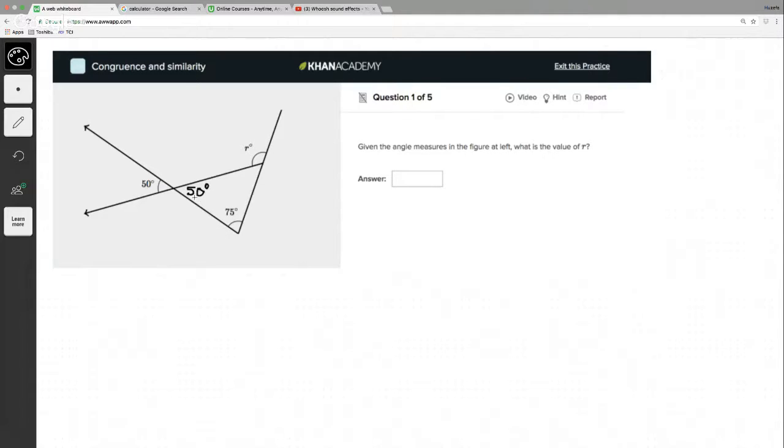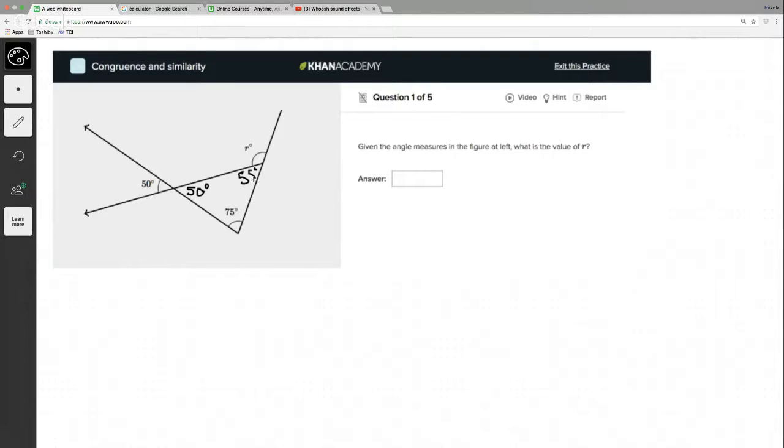Now I've got two angles within a triangle, and we know that all angles within a triangle add up to 180 degrees. So 50 plus 75 is 125. That means that this right here is going to be 55 degrees. It has to be, because all angles always add up to 180.